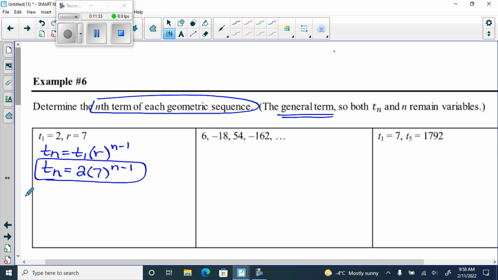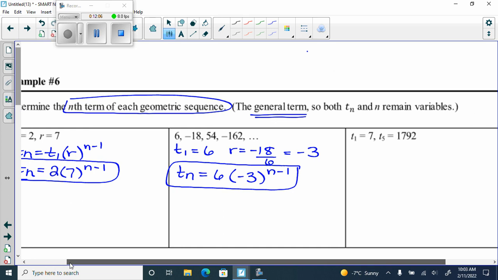So we're going to get Tn equals 2, and then 7 to the n minus 1. You guys try box 2 and box 3. You do box 2, we'll do box 3 together. T1 equals 6. R equals negative 18 divided by 6, which is negative 3. So Tn stays Tn. T1 is 6. Negative 3 to the n minus 1.